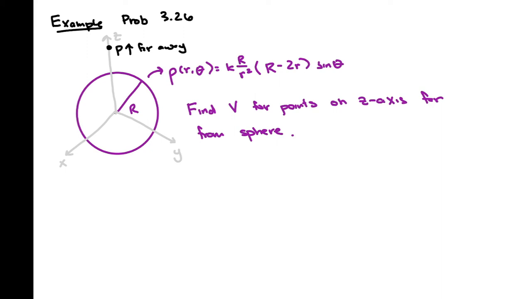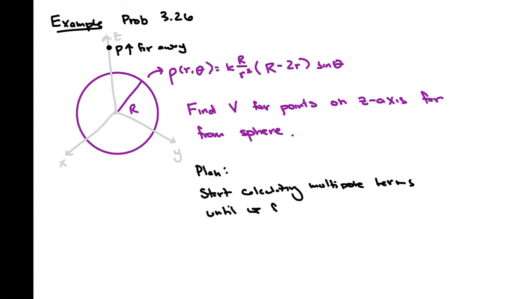Okay, so what's our plan? Start calculating our multipole terms until we find the first few that are not zero, okay? And if we add those together, that will give us a good approximation of the potential.